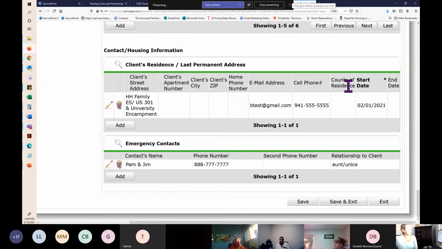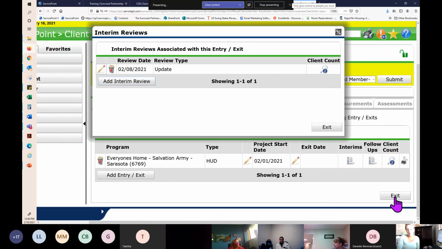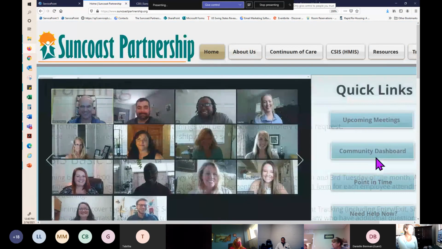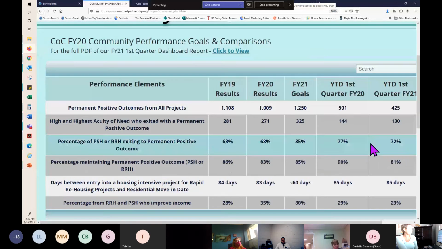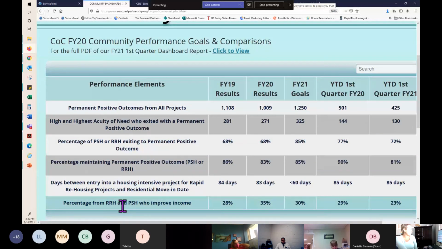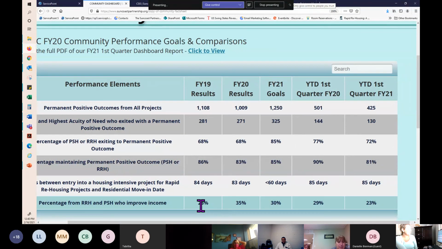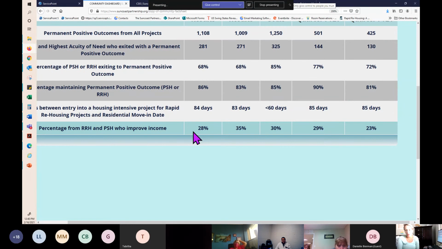And so now we've shown the system that Brandon increased his income, which is a nationwide system performance measure. HUD wants to see that at least 30% of the clients entered into your project are increasing their income. This is nationwide. So every CoC has these system performance measures outcomes, and this is how we show it. Let me go back to our dashboard.